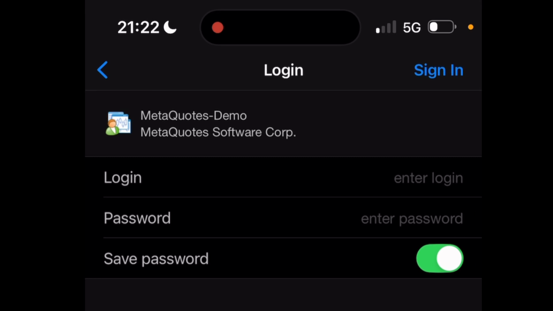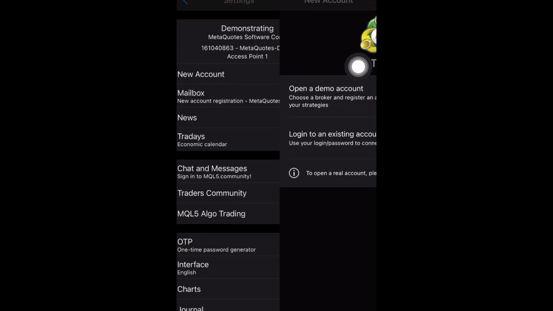Click on the MetaQuotes demo and then input the login number, whatever it is, and then the password. Then you click on sign in, and that's basically all. Your account will be logged in.